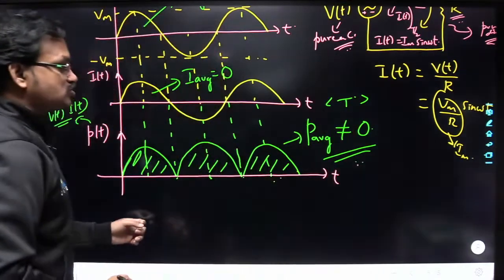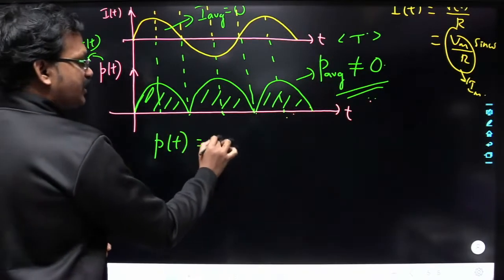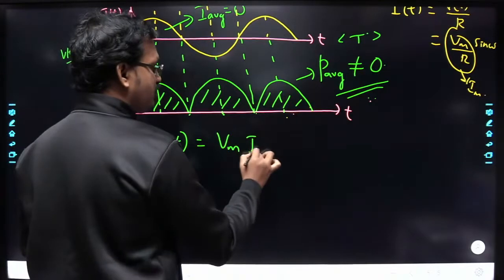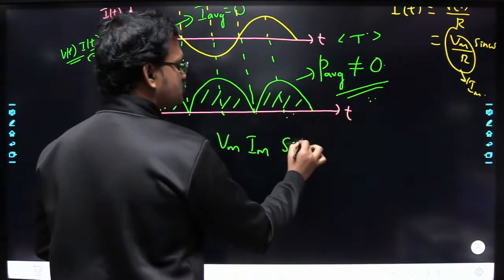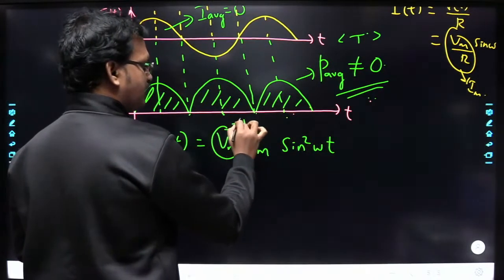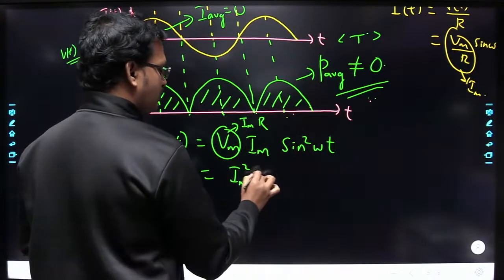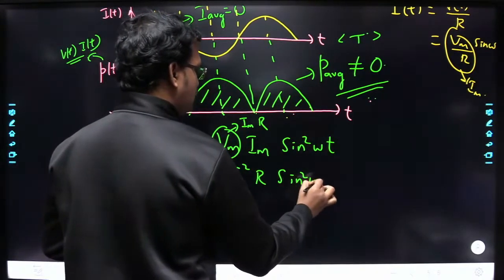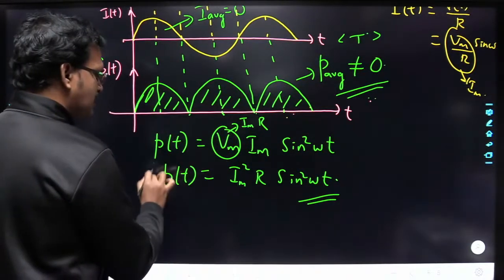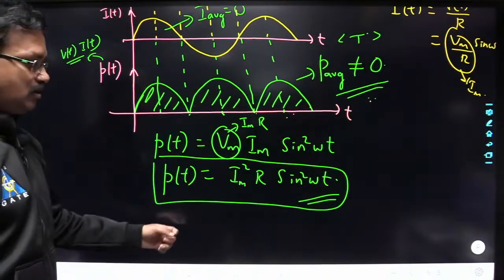Right? Okay. So now here the P of t, that is the instantaneous power, I can represent as Vm sin omega t into Im sin omega t, that is Vm Im into what? Into sin square omega t. So here Vm I can write as Im into R. So you can represent this as Im square R sin square omega t. So this is nothing but P of t. That is, it is going to give you the instantaneous power.